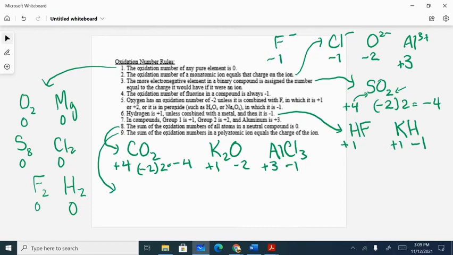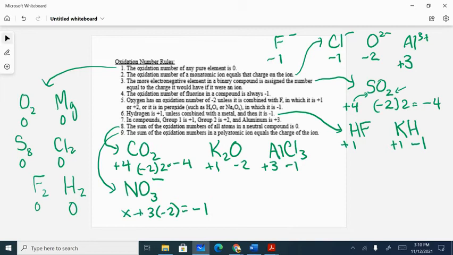This is kind of new. The sum of the oxidation numbers in a polyatomic ion equals the charge on the ion. So for example, nitrate is NO3 with a charge of -1. This time, all of the oxidation numbers are not going to add up to 0 like they do in a compound. They're going to add up to -1. So I know I have 3 oxygens in back that are -2. It's going to total up to the charge, which is -1.